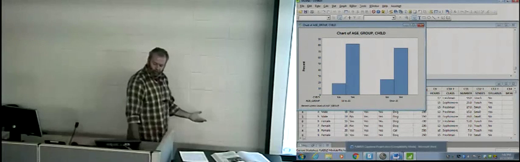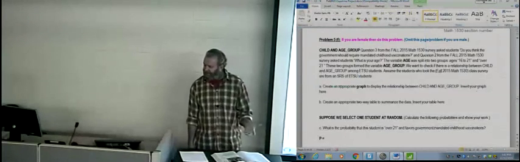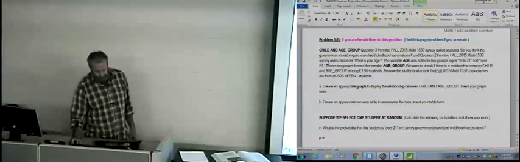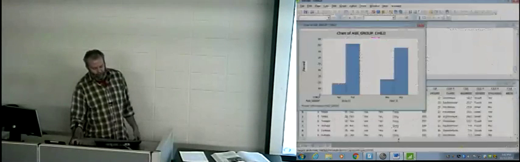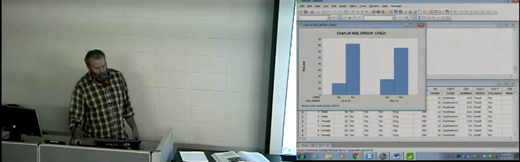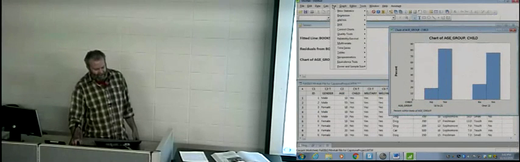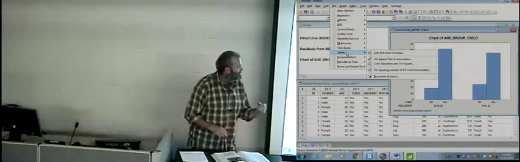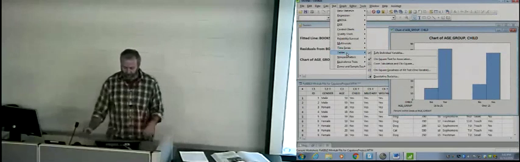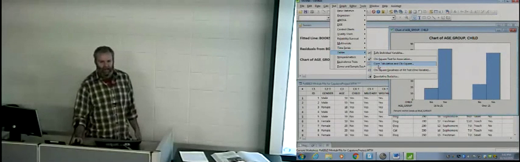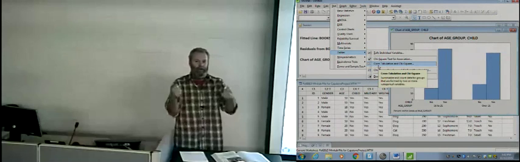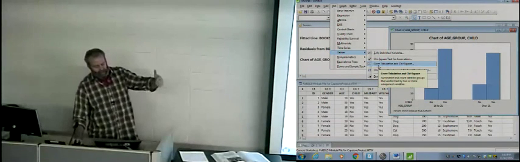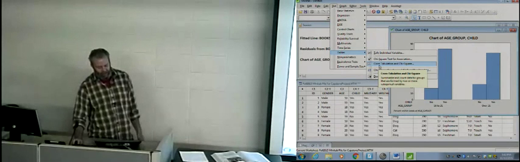Part B says create an appropriate two-way table to summarize the data and insert it here. Okay? I come back here. I've never made a two-way table for you. I'm going to go to Stat, Tables. To make a two-way table, you go to Stat, Tables, and then there's something called cross-tabulation. You're going to categorize by both of the variables. Okay? So I'm going to choose Stat, Tables, cross-tabulation.